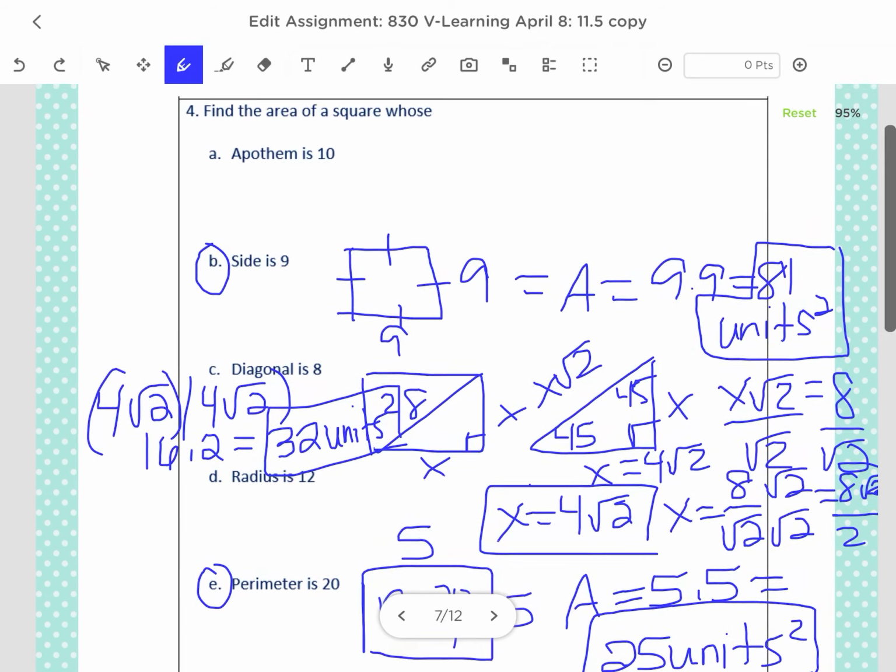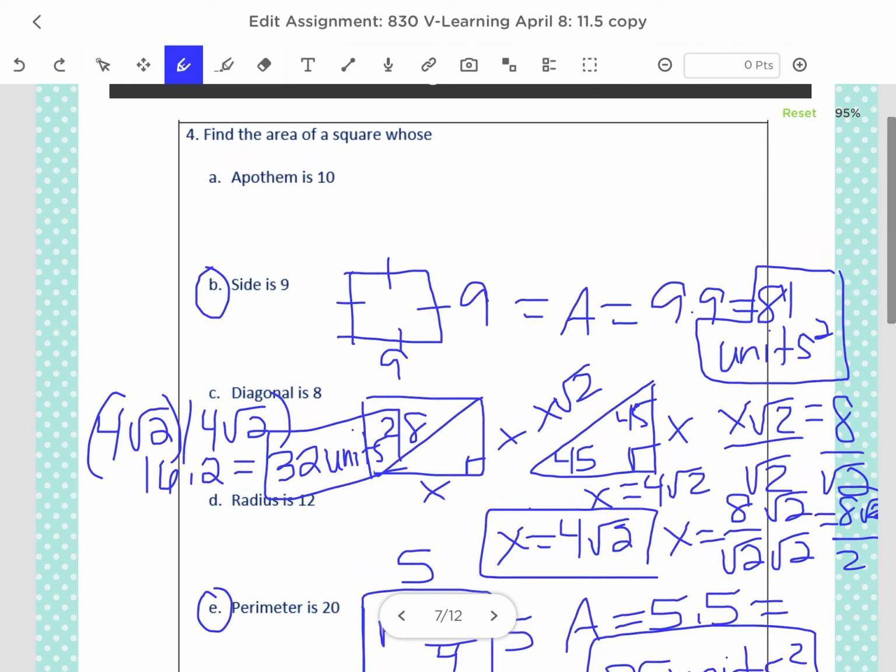All right, so at this point, I'm going to work with the new vocabulary words. I have apothem, and I have radius. So let's go with apothem first. Remember, the apothem is drawn from the center to the midpoint. In this case, it's 10 units long.